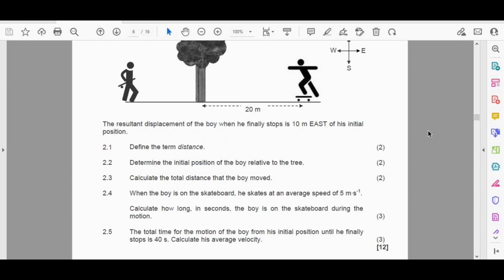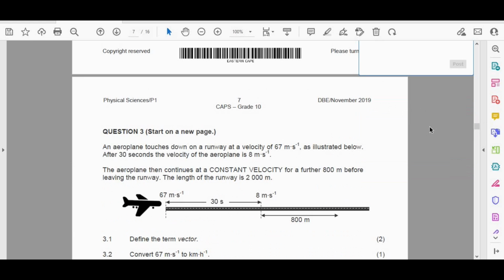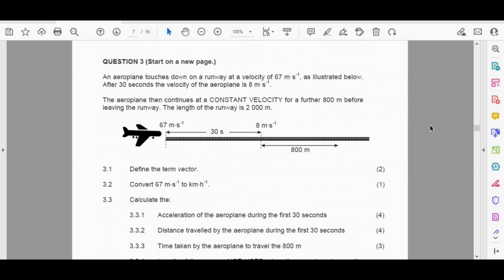Okay, and that was 12 marks, ladies and gentlemen. Nice and simple. Okay, let's move straight on to question 3.